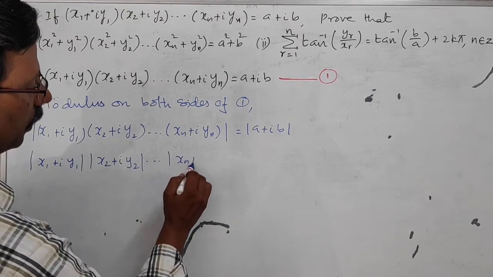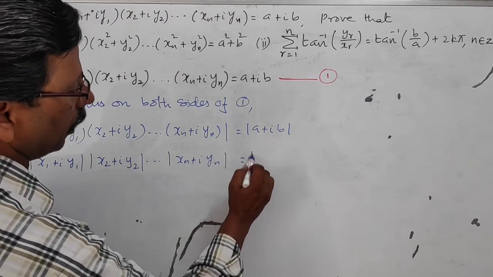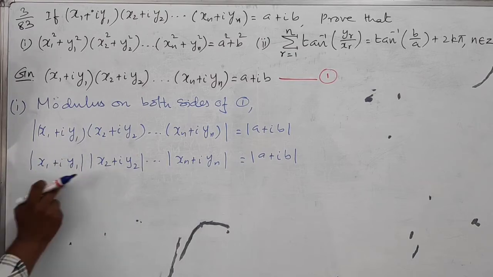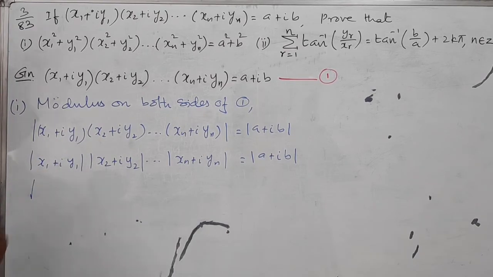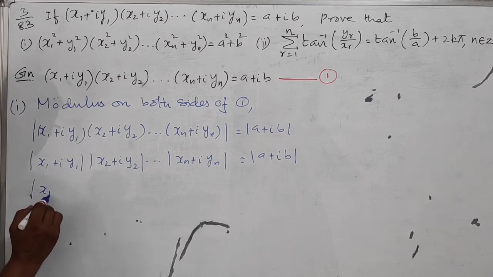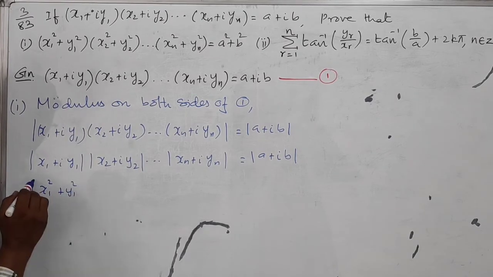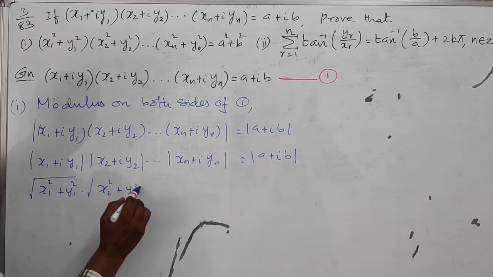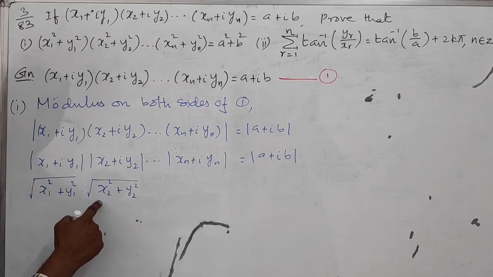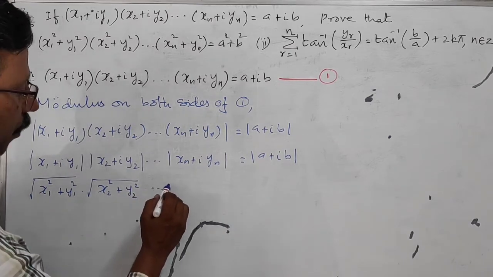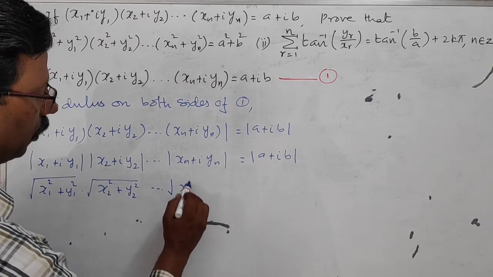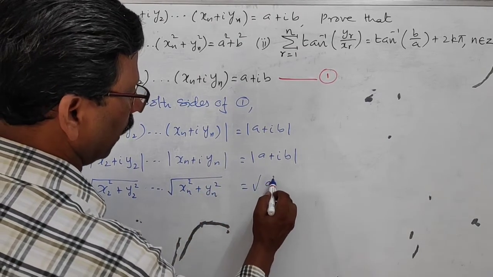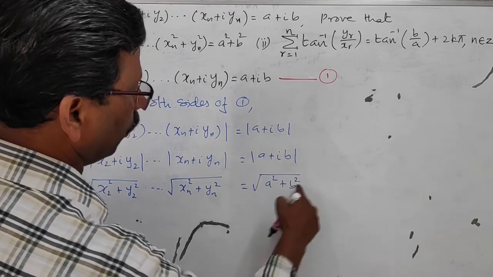Into modulus of xn plus iyn, which is equal to modulus of a plus ib. Now, we know very well while taking modulus, this is root of real part square plus imaginary part square. You can write root of x1 square plus y1 square, into root of x2 square plus y2 square, and so on, into root of xn square plus yn square, which is equal to root of a square plus b square, real part square plus imaginary part square.